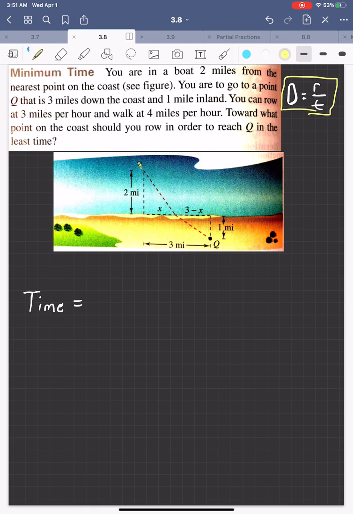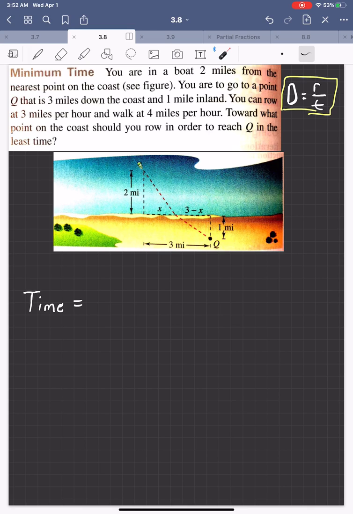You are in a boat, right? So here's you in a boat 2 miles from the nearest point on the coast. So you've got 2 miles to the nearest point on the coast. Now, you are to go to a point Q. Here we go, so here's the party, right? Point Q is 3 miles down the coast and 1 mile inland. So in other words, the point Q is 3 miles down the coast, but you're going to have to walk on land a little bit as well, so we have 1 mile inland.